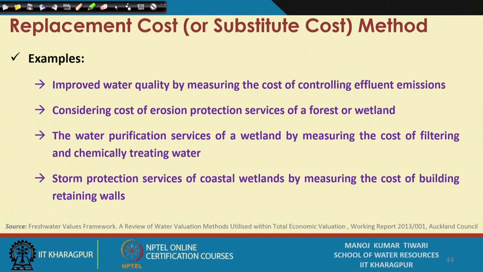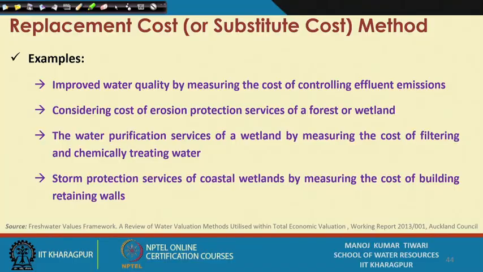For example, you can improve water quality by measuring the cost of controlling effluent emissions. We talk a lot about Ganga river cleaning these days. In order to restore the Ganga to its original or near pristine stage, we will need to invest in controlling the effluent discharge into the Ganga. The effluent is being discharged from different locations, different industries or municipalities. If we capture all of it, treat, recycle or manage the effluent, and do not let untreated or contaminated water go into the Ganga, then the expenditure being made can be attributed towards the valuation of the Ganga.